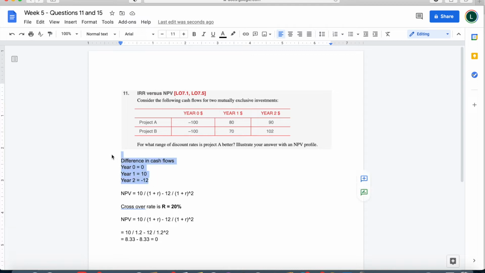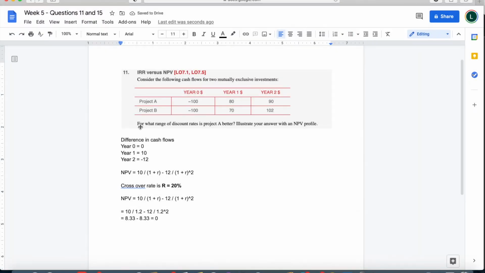The only manual calculation you need to do is this difference in the cash flow. So there we go. It's all one question, but it says, for what range of discount rate is project A better? We need to determine in which part project A is better, when the rate is either higher or below. The first step is, I've done these calculations in favor of project A. So here, project A is $10 above and then negative $12 below project B.